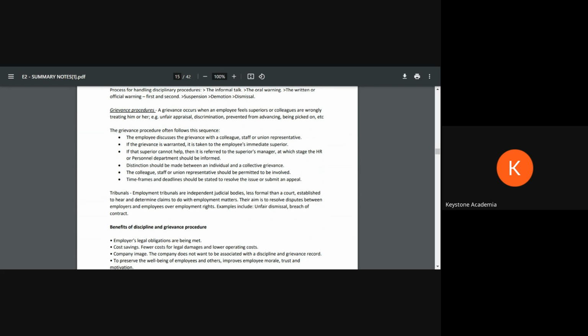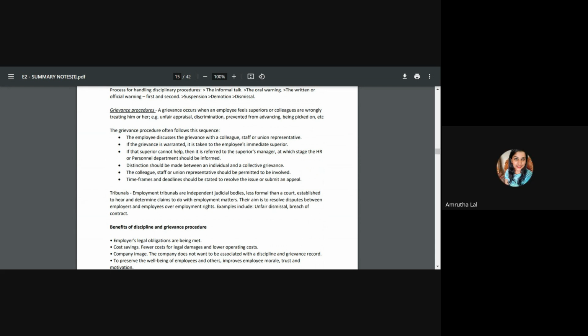What do you think tribunals are? Legal courts. They're less formal than legal courts, and employees are able to bring a complaint to them and get justice, I think. Yes. Simply put, those are independent bodies that resolve employment disputes. Some example cases are unfair dismissal and contract breaches. These are some of the very common matters that can go to tribunals.